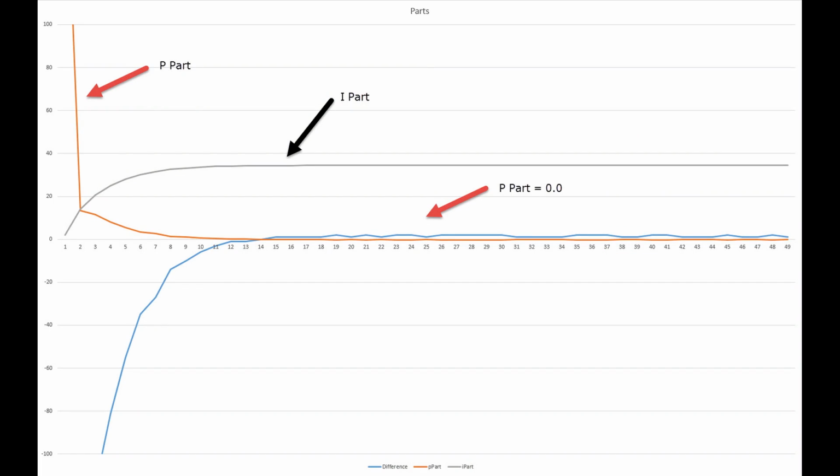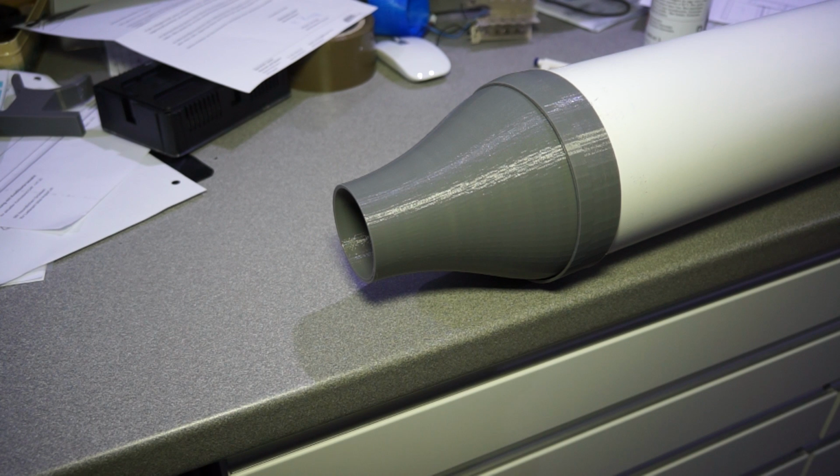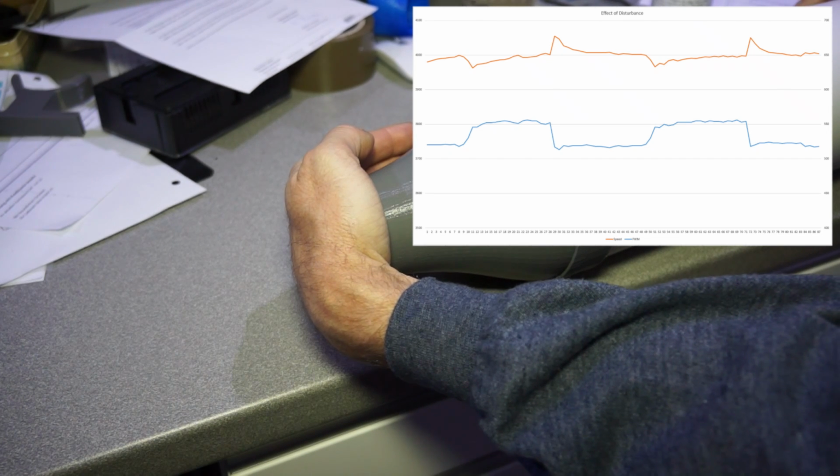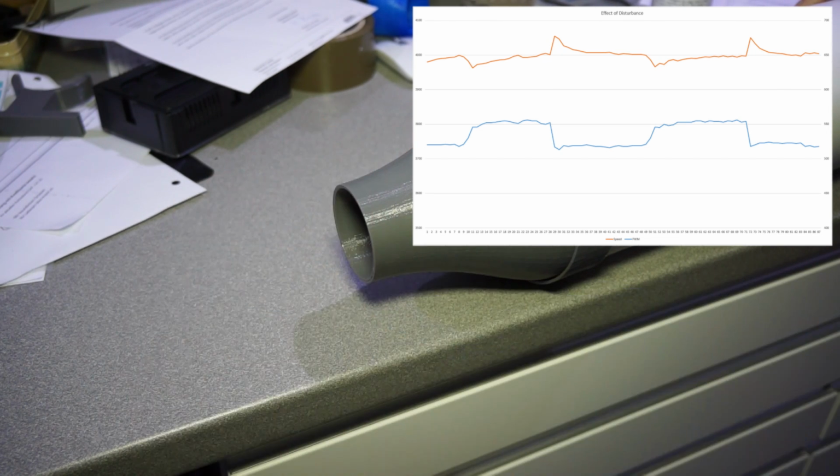Interesting for me was also to observe how much the different parts contribute to the total in a PI controller. At the beginning, the P part carries the big load and the I part does not contribute. This changes quickly and after a few cycles, the I part contributes nearly 100%. But after all the work, let's check the results of the wind tunnel. If I block now the exhaust, the RPM stays stable because the PI controller automatically adjusts the PWM signal.